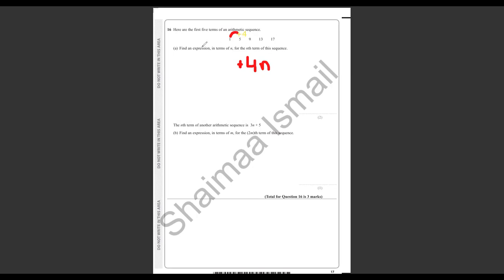So we are going to move now from the 4 to the first term, from 4 to 1, which we do by making minus 3. 4 minus 3 gives us 1. So we complete the rule here and say it is positive 4n and minus 3. Then the nth term of another arithmetic sequence is 3n plus 5. Find an expression in terms of m for the 2m-th term of this sequence.